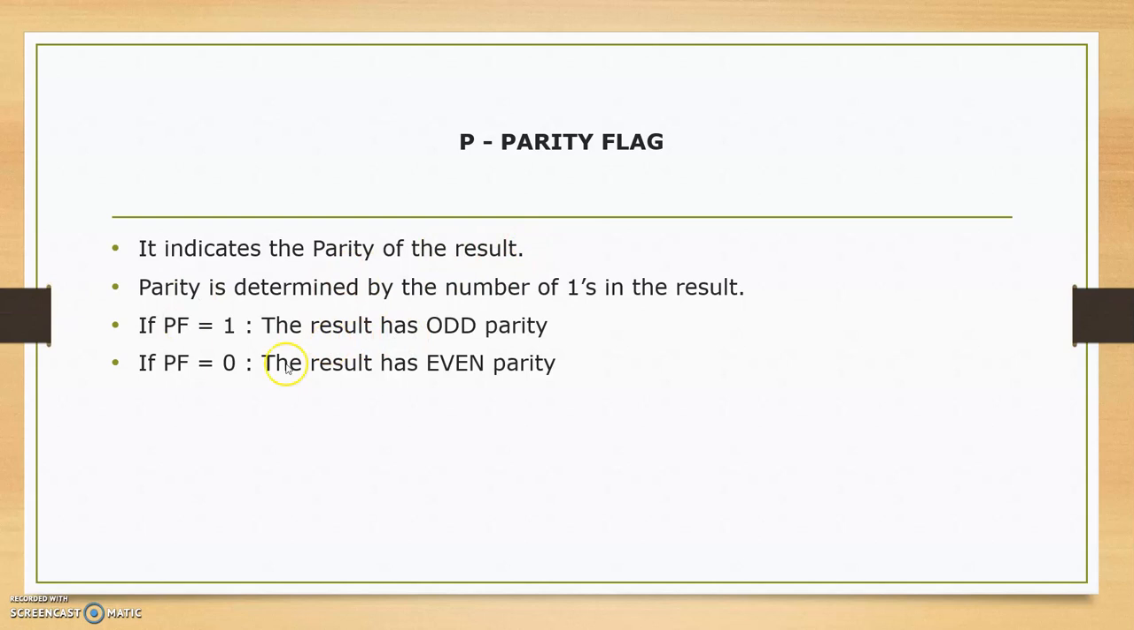I can take an example where the result of an ALU operation is 11001010. In this case, we have 4 ones in the result. That is even parity, so the parity flag is equal to 0. Let me take another example, 11101001. In this case, we have 5 ones in the result. There is an odd number of ones, that means odd parity, so the parity flag is equal to 1.